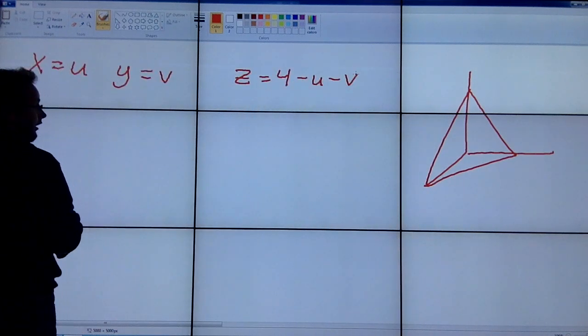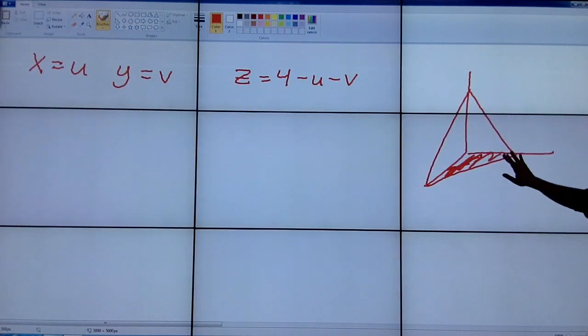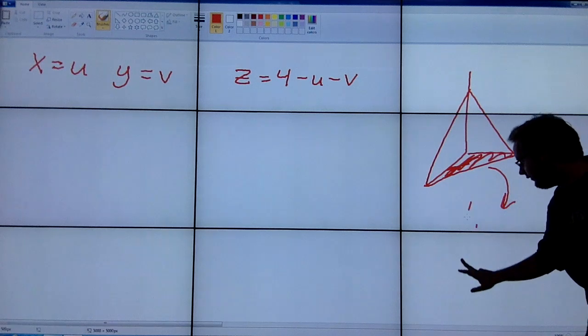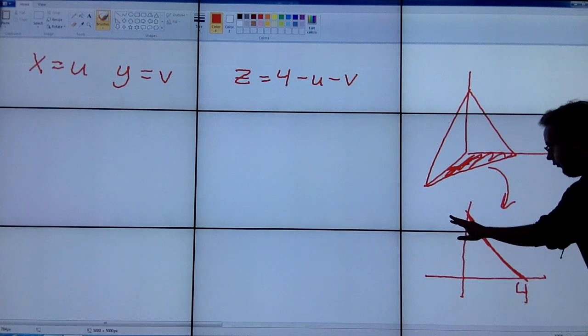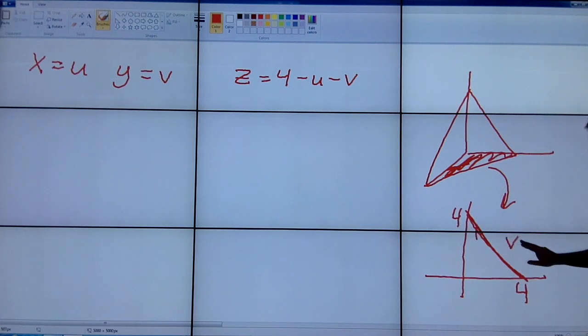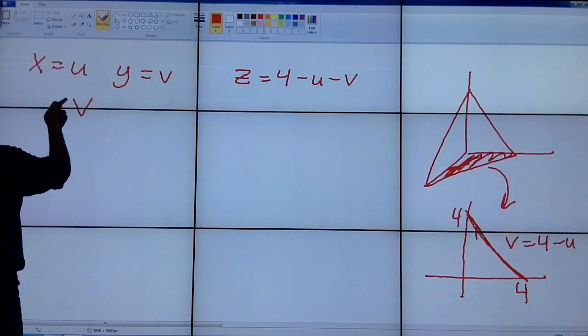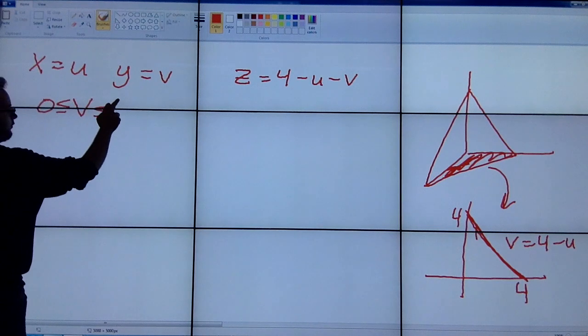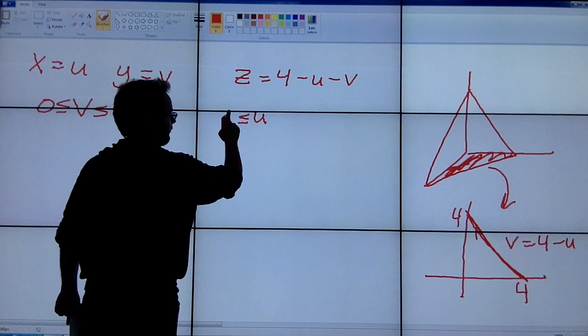Let's talk about our bounds. Again, we're looking at what this would look like if we project it into the xy plane. So what would that look like? It would look like this. This would be 4. This would be 4. This is the line v equals 4 minus u. So our bounds for v go from 0 to 4 minus u, and our bounds for u go from 0 to 4.